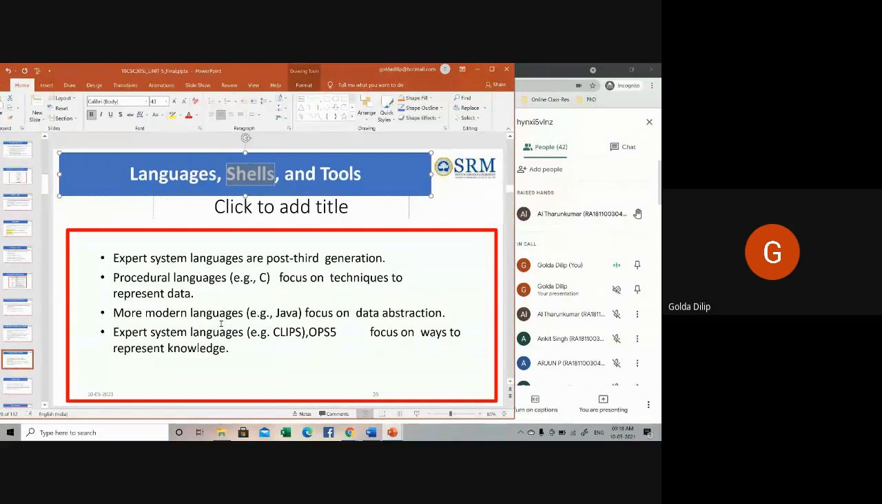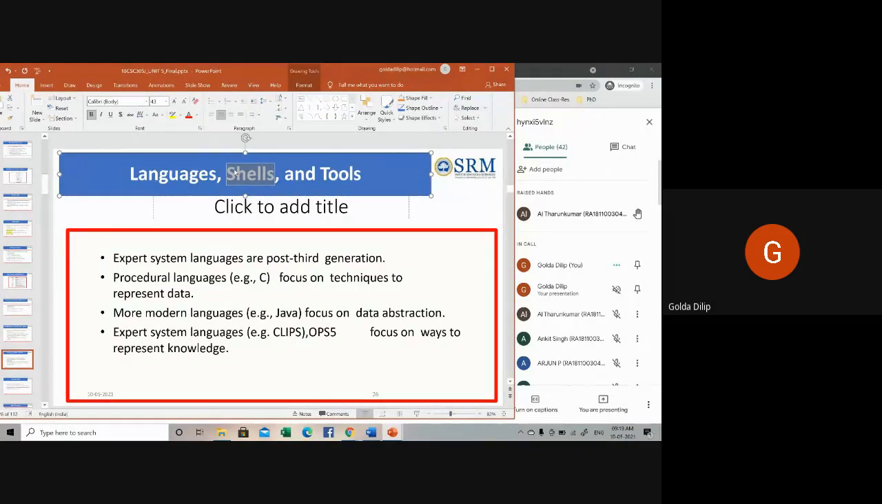Explanation facility means, suppose an expert system is suggesting a particular course to a student. It should be able to explain why that course is beneficial to that particular student. This particular shell, what I have highlighted here, you can call a sort of interpreter for building the expert system. It will simplify the process of creating your knowledge base.